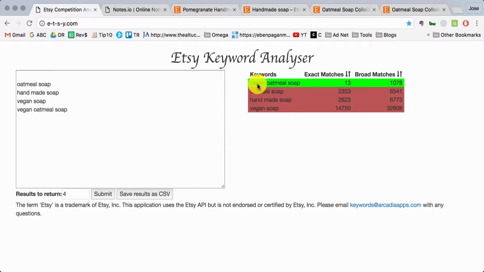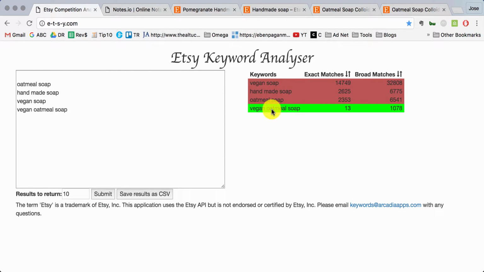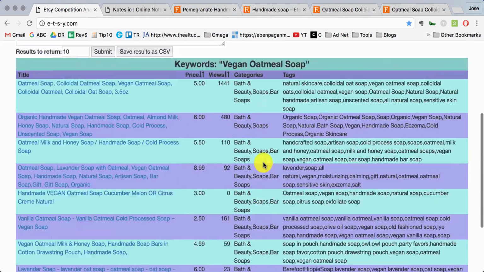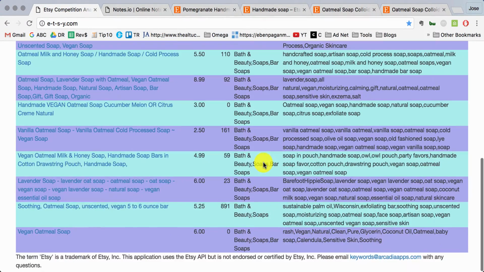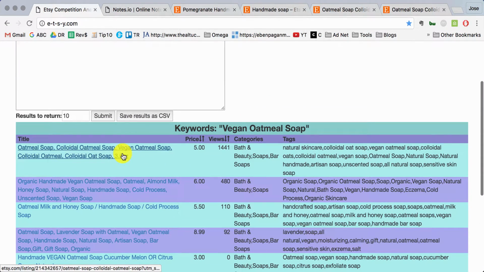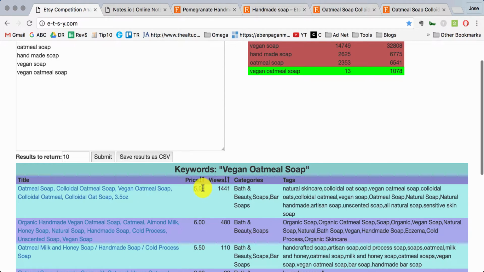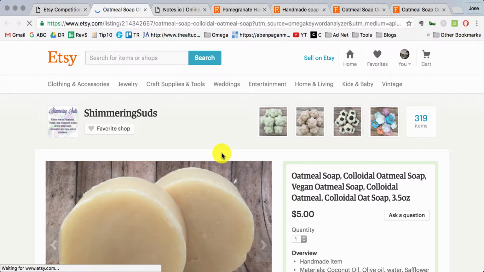So for example, if I was looking for vegan oatmeal soap and I want to have 10 results, so I'm going to hit submit. So I will click on vegan oatmeal soap. And so it's going to give me the top 10 listings if there's 10 listings. I think there's 13 exact matches. So it kind of gives you the exact order, but what it does is it lets you know the number of views, people that are using that keyword, so vegan oatmeal soap, the price, the actual link. So if you click on it, it'll take you exactly to their listing.